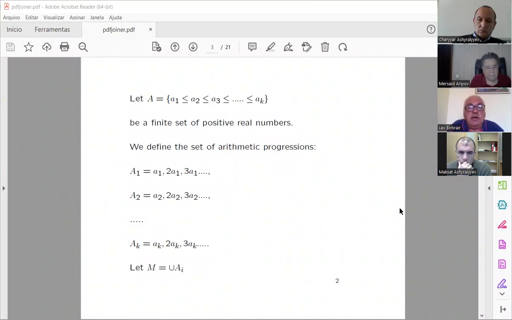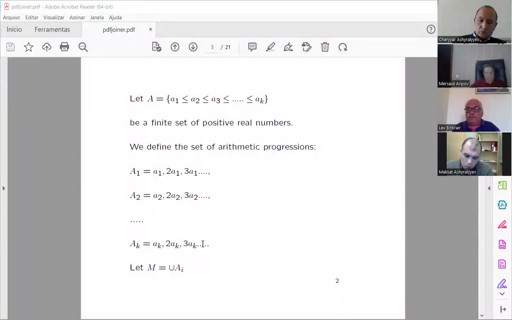A1 less or equal than A2, less or equal than A3, less or equal than AK, right? And then we define the set of arithmetic progressions. A1, 2A1, 3A1, whatever. A2, 2A2, 3A2, whatever. And then AK, 2AK, 3AK, whatever.